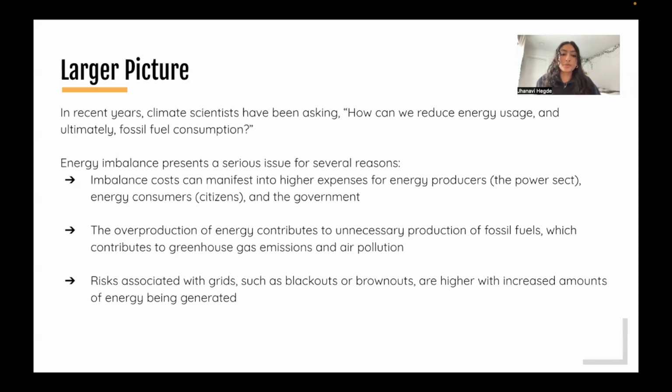Imbalance costs also further prevent the allocation of money and resources towards sustainable efforts in optimizing energy. Additionally, the overproduction of energy contributes to the unnecessary production of fossil fuels, which also contributes to greenhouse gas emissions and air pollution. Furthermore, risks associated with power grids, like blackouts or brownouts, are higher with increased amounts of energy being generated.